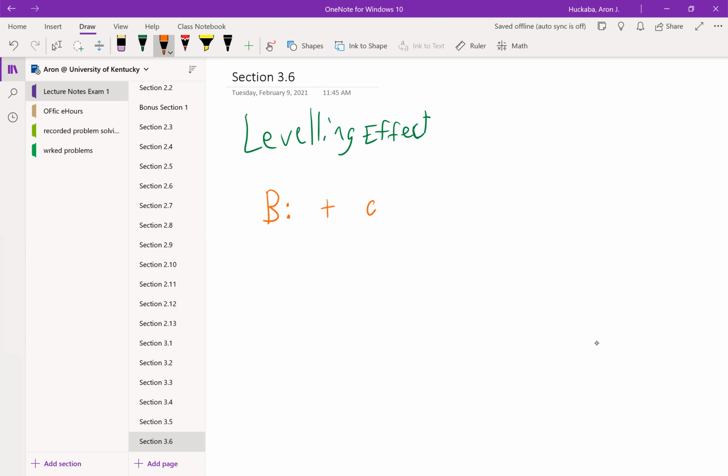So if you're using water and the base is strong enough to deprotonate water, then that means the strongest base that you will actually have in solution is the OH minus anion.